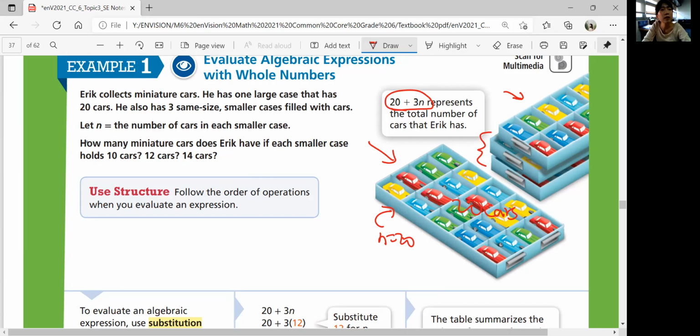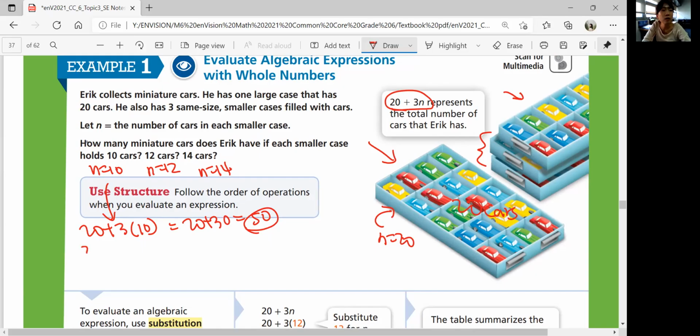Then you're going to plug in n is equal to 10, n is equal to 12 cards, n is equal to 14 cards. So 20 plus 3 times 10 would be your first answer, which is 20 plus 30. So 50 cards total if he has 10 cards for each smaller box.